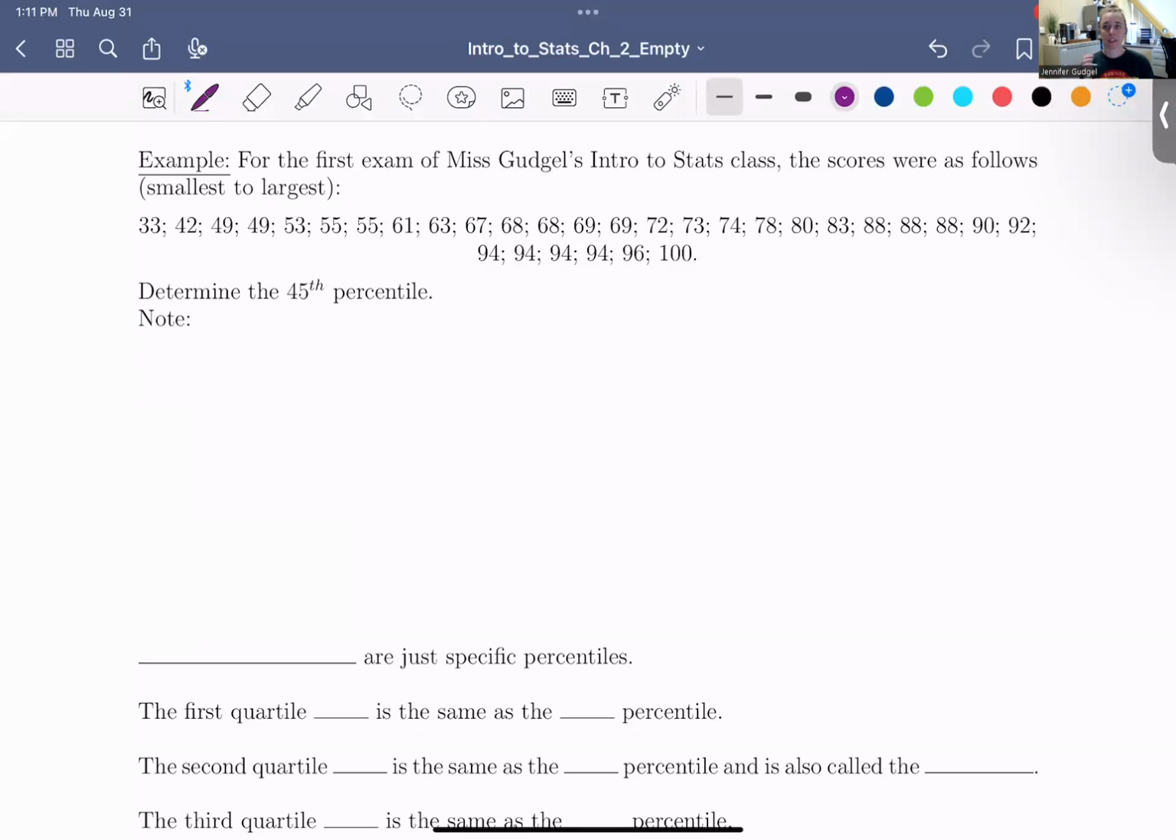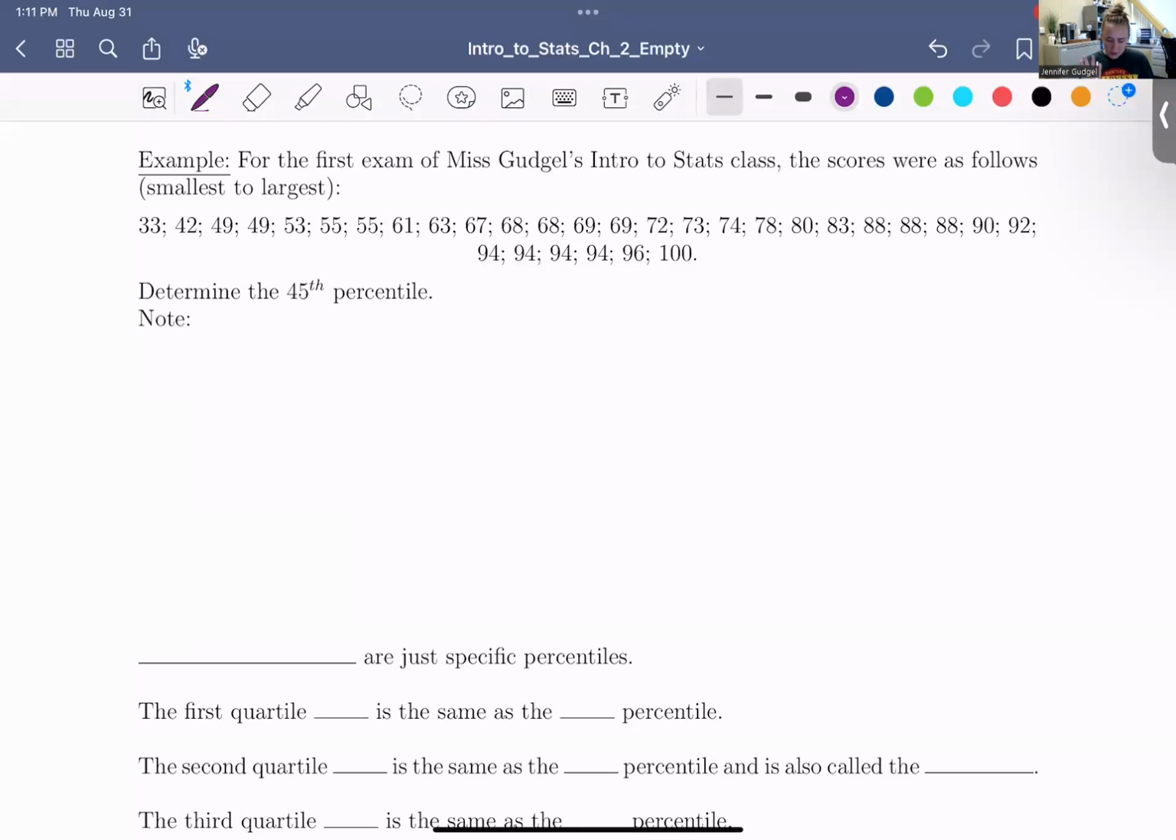All right, for this example, we are looking at a list of class exam scores. These are the exam scores that someone got on, what did I say it was? My intro to stats class. These were the scores for the first exam. Don't worry, these aren't real exam scores. Or actually, maybe they could be. They're not too bad.